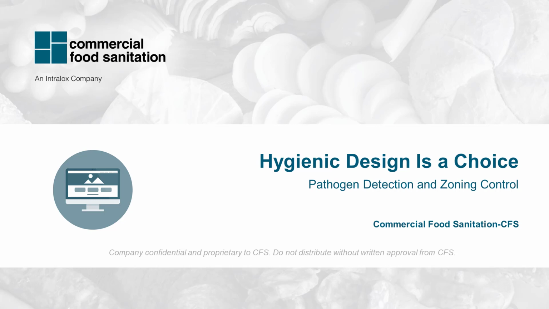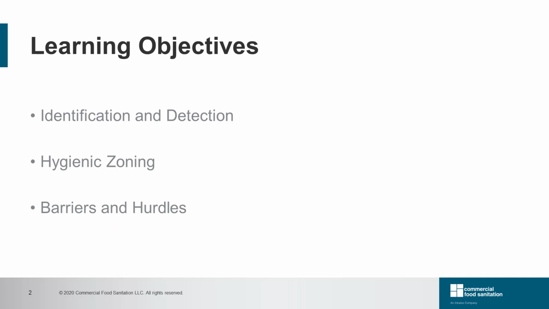In this module, I'm going to share with you how to control pathogens through environmental monitoring and hygienic zoning. First, we will discuss how to identify and detect pathogenic bacteria through a robust environmental monitoring program. We will then review how hygienic zoning will help a facility mitigate the risk. This will lead into barriers and hurdles as controls between the different zones.